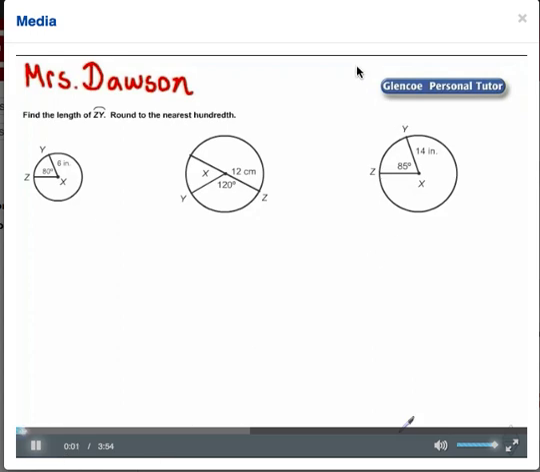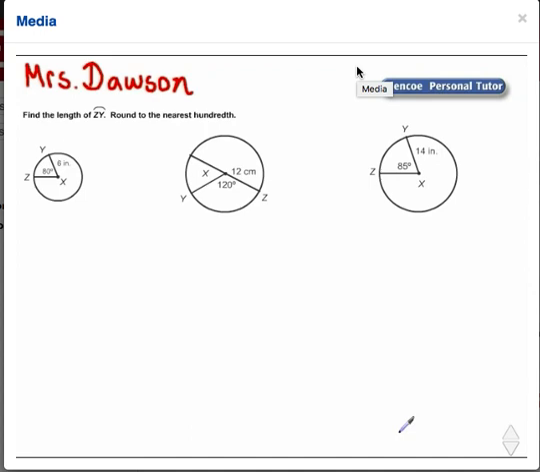This is Mrs. Dawson. The following are examples of finding arc length. Find the length of arc ZY. Round to the nearest hundredth. We'll begin with the first circle. We're trying to find the length of arc ZY.